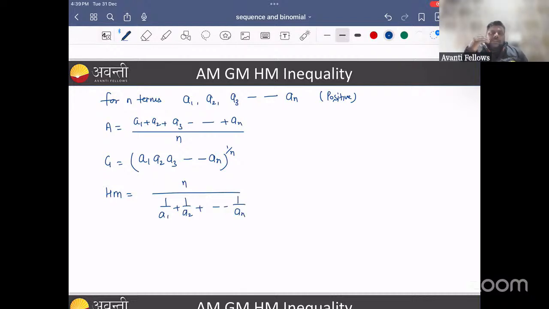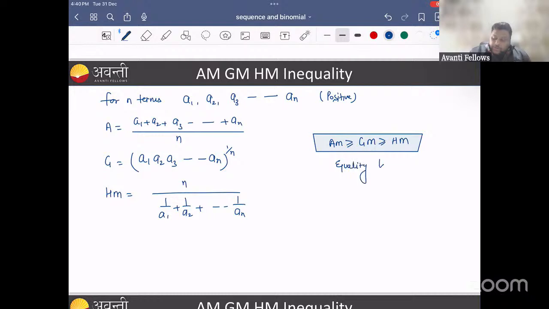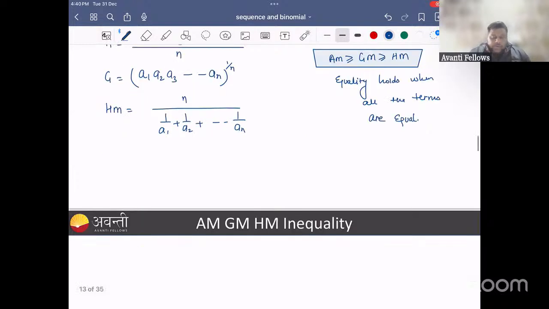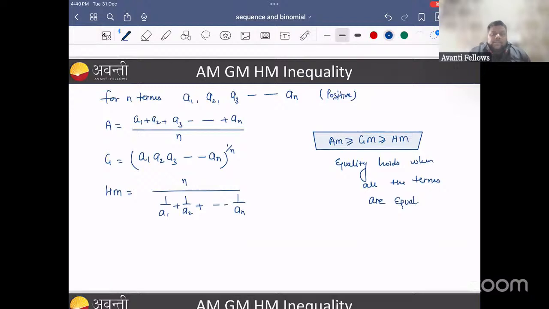So this is the arithmetic mean, geometric mean and harmonic mean for n terms, and AM is always more than or equal to GM, which is always more than or equal to HM. This equality holds when all the terms, means all those terms where AM, GM is being applied, are equal. Got it? So this is what we call the AM, GM, HM inequality.